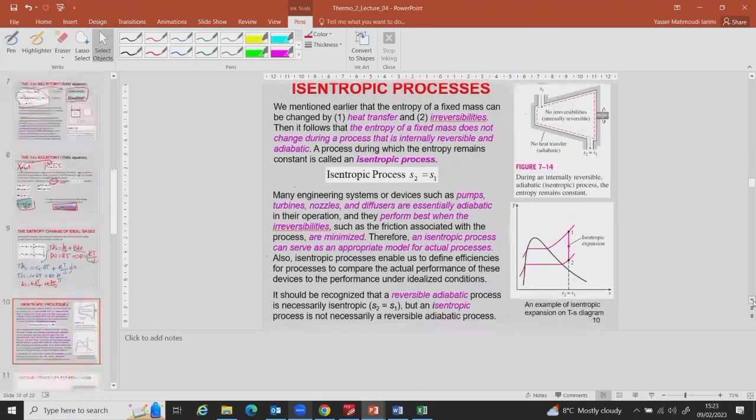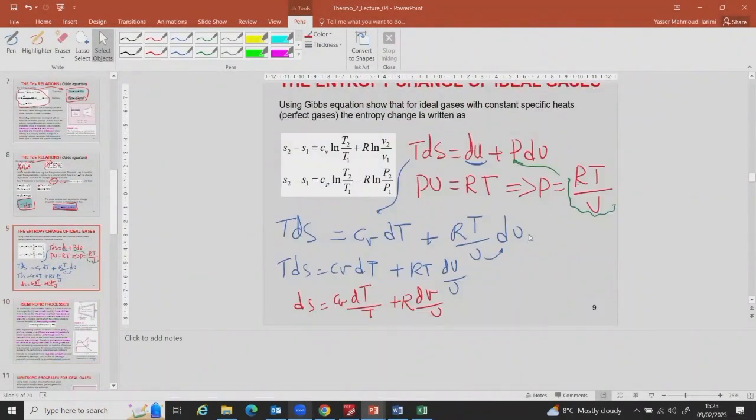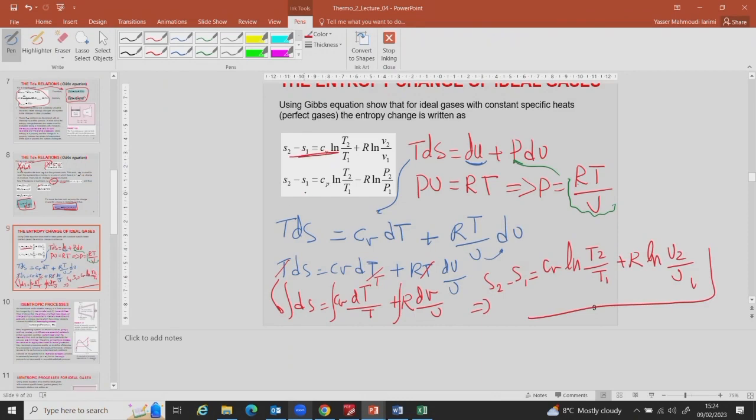You okay with what I've done from here to here? This T has been cancelled, a T was added here, and this T was cancelled. Now if I take the integral of this, assuming that CV is not a function of temperature, I will end up with S2 minus S1 equal to CV logarithmic T2 over T1 plus R logarithmic V2 over V1. So this is the one that is here. You can use the second Gibbs relation to prove the other one as well. It's not a big deal, it's an easy thing. But don't worry, you will not be questioned about this in the exam.